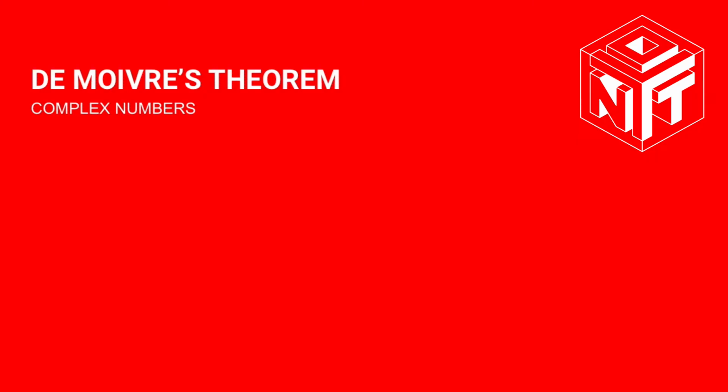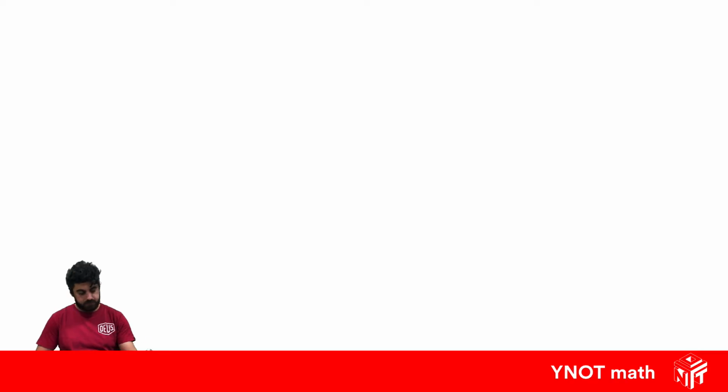to Moivre's theorem. So let's have a look at a complex number in mod-arg form, where we have z equals r outside of cos theta plus i sine theta.